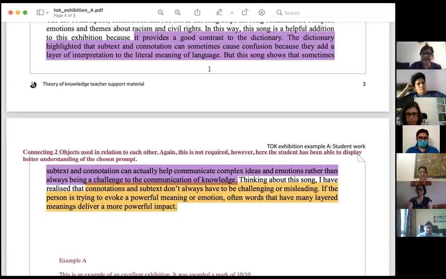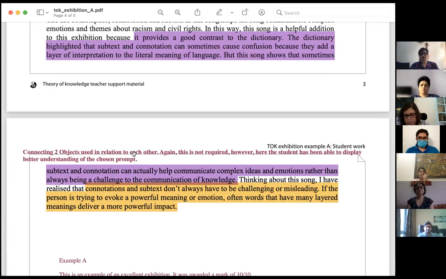So there is a link made between two chosen objects and how they link to the prompt that has been chosen. Not mandated. However, in this particular case, I think it is very powerful in the entire piece or the discourse that the child has brought forward through the commentary. And then yet again, a conclusion that the child brings in: thinking about this song, I have realized that connotations and subtext don't always have to be challenging or misleading. If the person is trying to evoke a powerful meaning or emotion, often words that have many layered meanings deliver a more powerful impact.